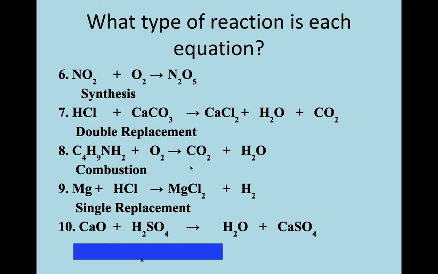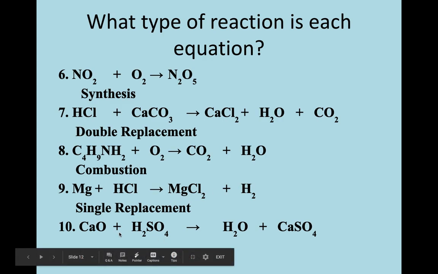Number 9 is single. We have magnesium on the left, hydrogen on the right. And then the last one is double. We have two compounds on the left and a different two on the right.